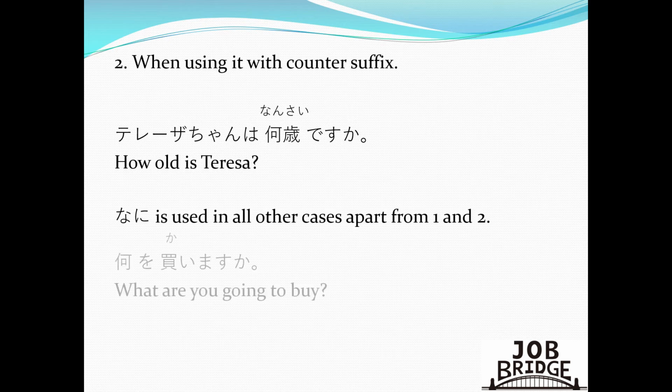Now, nani is used in all other cases apart from 1 and 2. Like, what are you going to buy? Nani o kaimasu ka? Okay, very good. Now, last question. Ima, nani o benkyou shimasu ka? Nihongo o benkyou shimasu. Very good. Minasan, wakarimashita ka? Wakarimashita ne.